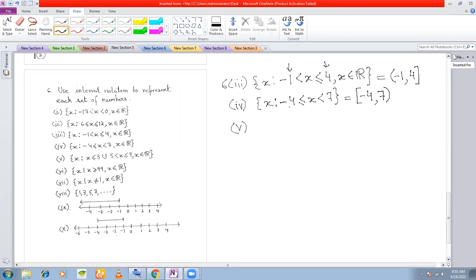This set means all the numbers between minus 4 and 7, inclusive of minus 4. That means x can be equal to minus 4, but x cannot be equal to 7. x will always remain less than 7. So all the real numbers between minus 4 and 7, inclusive of minus 4, but not 7.